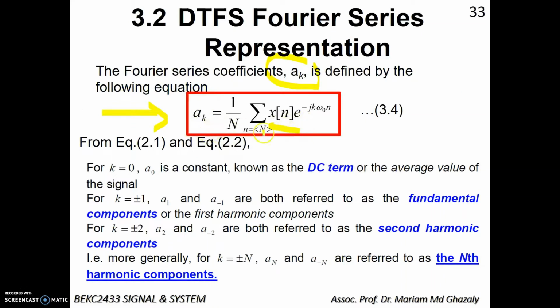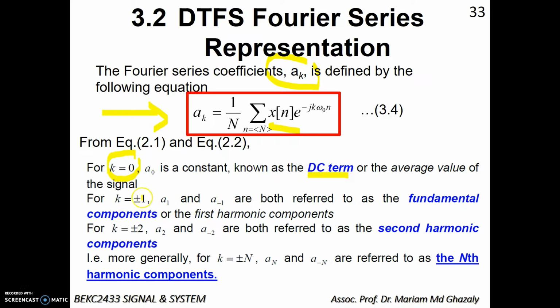So a_k is given by 1 over N summation of x[n] e^{-jkω₀n}. This equation is given in the table in the appendix of your final exam. You can always remember this equation since you are going to do lots of practice, but you are also given it in the appendix. When k is equal to 0, as you have learned before, it is a constant value, which is called the DC term.